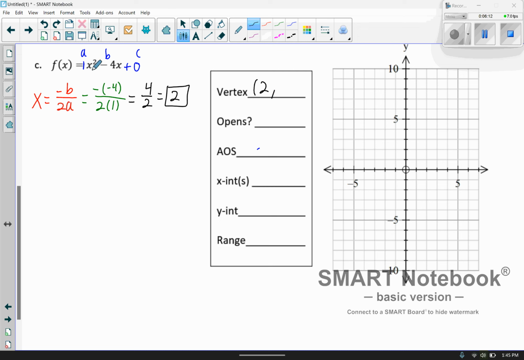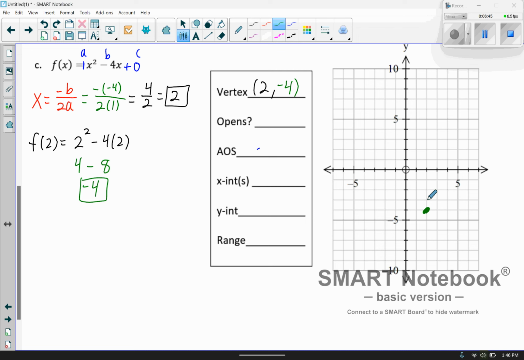And then now I have to plug that into the function to figure out the y value. So f of 2, so we're going to get 2 squared minus 4 times 2. See, 2 squared is 4, minus 4 times 2 is 8. 4 minus 8 is -4. So let's see, the vertex is going to be over 2, down 4, so about right there.